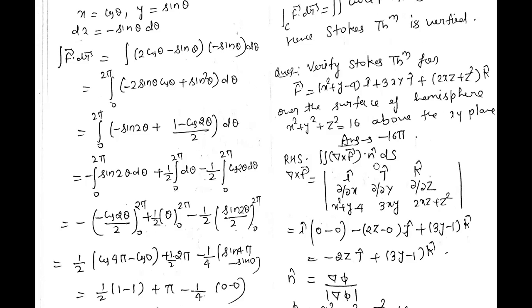Now this row and this column will be deleted. And you are getting del upon del x of 2xz plus z square.